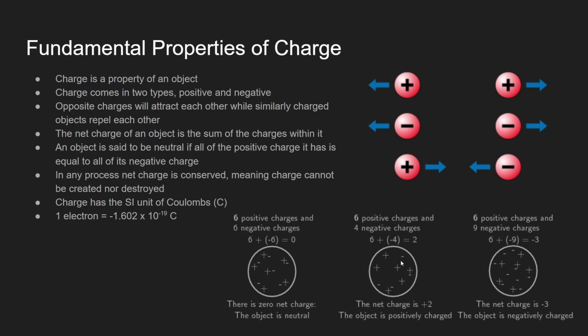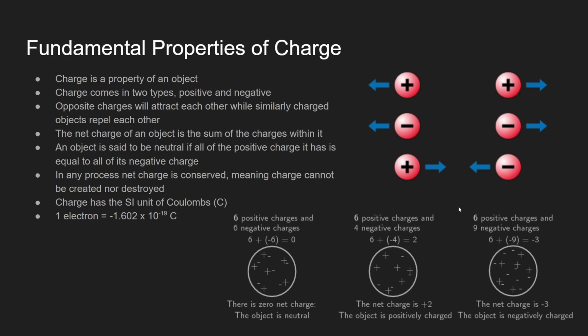Likewise, if you come over here, now we have 6 positive charges but only 4 negative. We will take those 6 positive plus those 4 negative and get a net charge of plus 2. And then, one last example, we have 6 positive charges but 9 negative charges. So we'll do 6 plus negative 9 equals negative 3. And that's our net charge, negative 3.